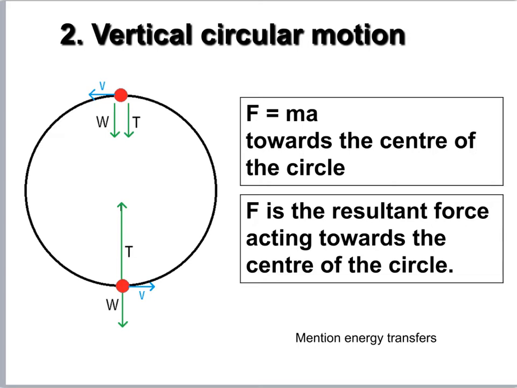So with vertical circular motion questions, it becomes slightly more complicated. Here you're still going to use F equals ma towards the centre of the circle, but the reason it's more complicated is that F is the resultant force acting towards the centre of the circle.